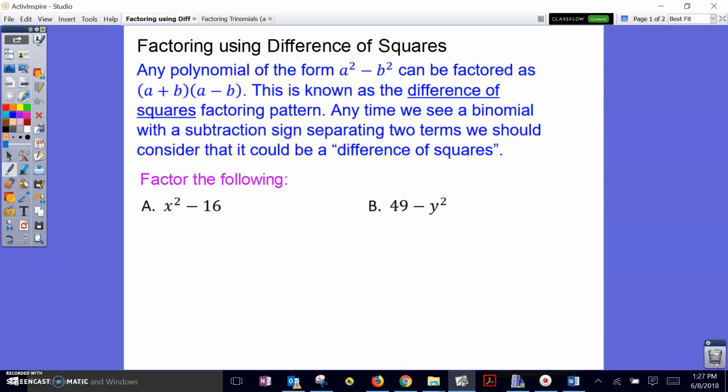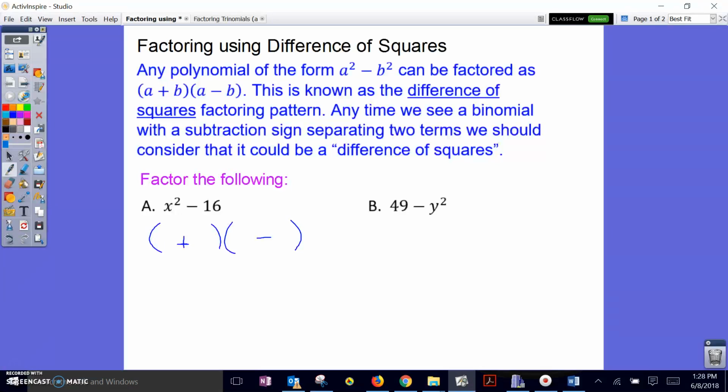So anytime we see a binomial that has a subtraction sign that separates the two terms, we should be suspicious and at least consider the idea that it could be a difference of squares and that we could factor it that way. So let's look at part A here, x squared minus 16. It's a binomial, two terms, separated by a subtraction sign. So I'm suspicious that it might be a difference of squares. So I think, okay, maybe I can factor it as a plus b times a minus b.